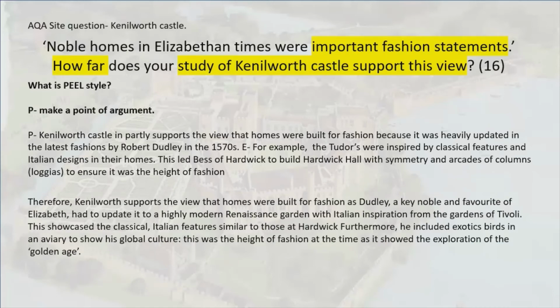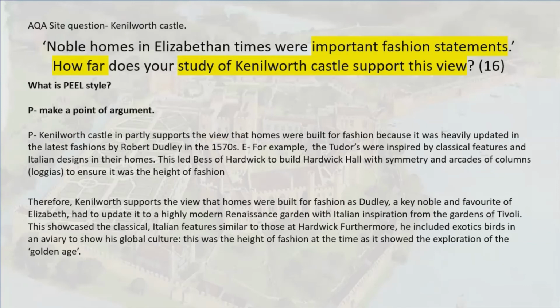Okay, so here is an example of that. So therefore, Kenilworth supports the view that homes are built for fashion, as Dudley, a key noble and favourite of Elizabeth, had to update it to be a highly modern Renaissance garden with Italian inspiration from the gardens of Tivoli. You've got this showcased the classical Italian features similar to those at Hardwick. Furthermore, he included exotic birds in an aviary to show his global culture. This was the height of fashion at the time as it showed the exploration of the Golden Age.